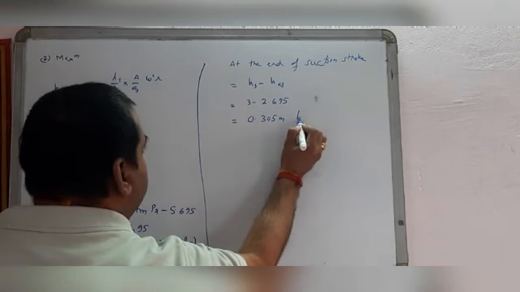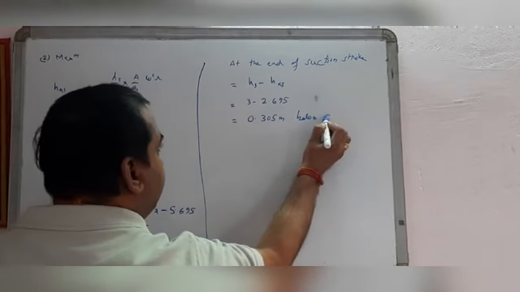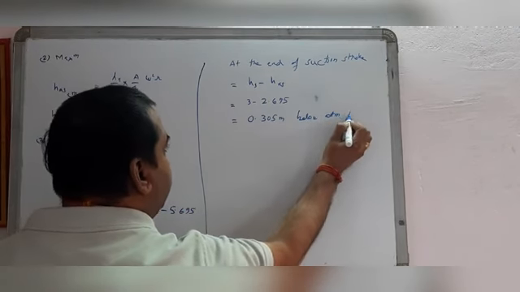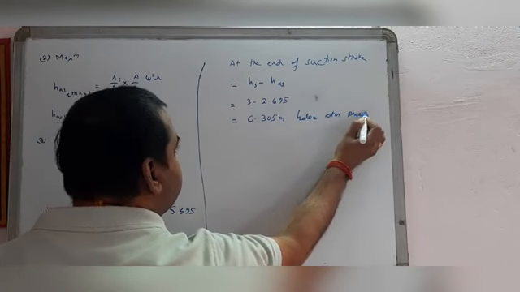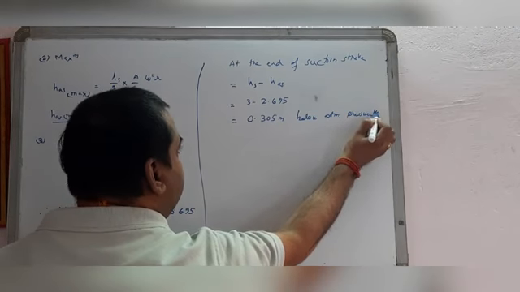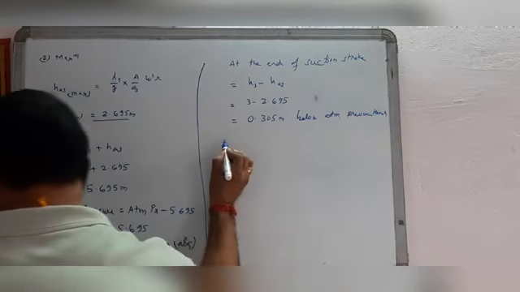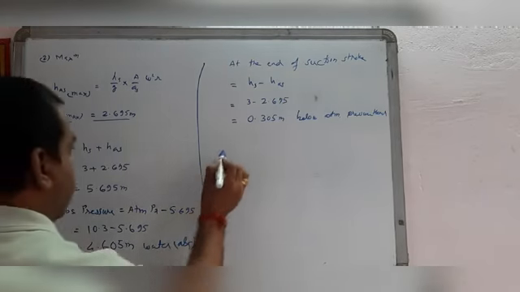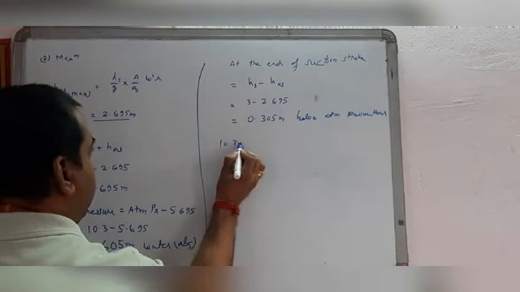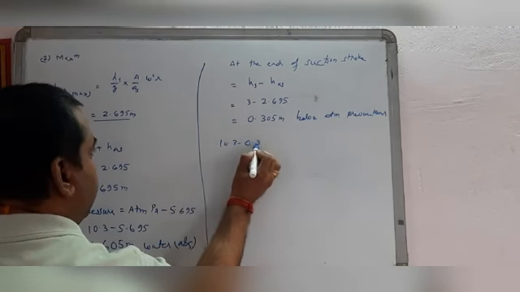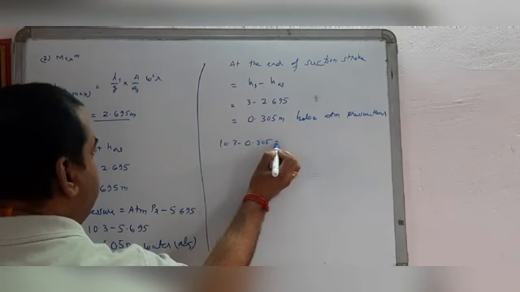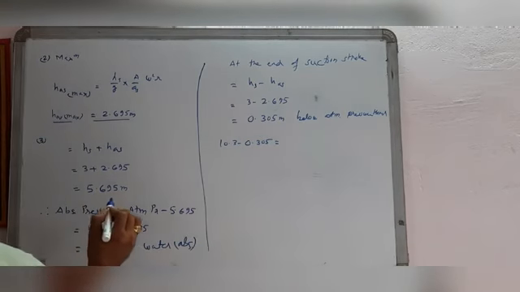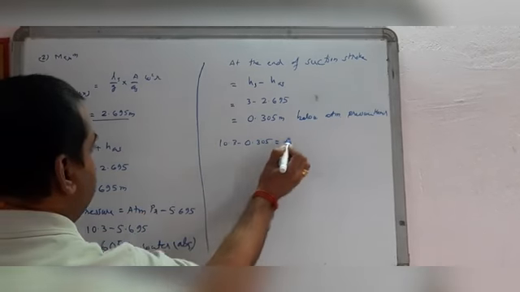That is below atmospheric pressure head. That is 10.3 minus 0.305 equal to 9.995 meter.